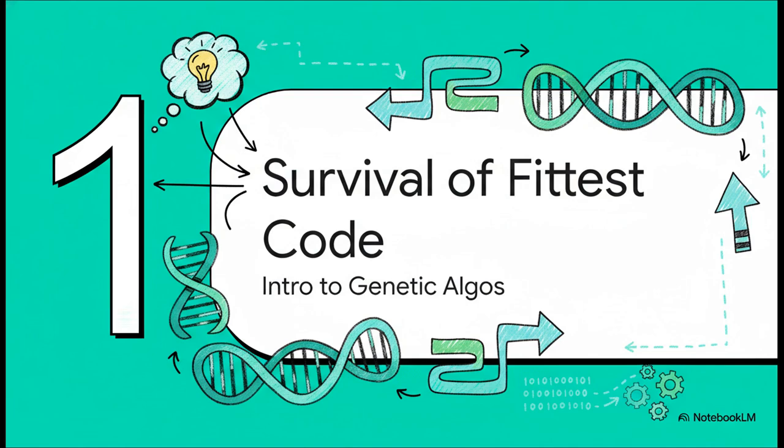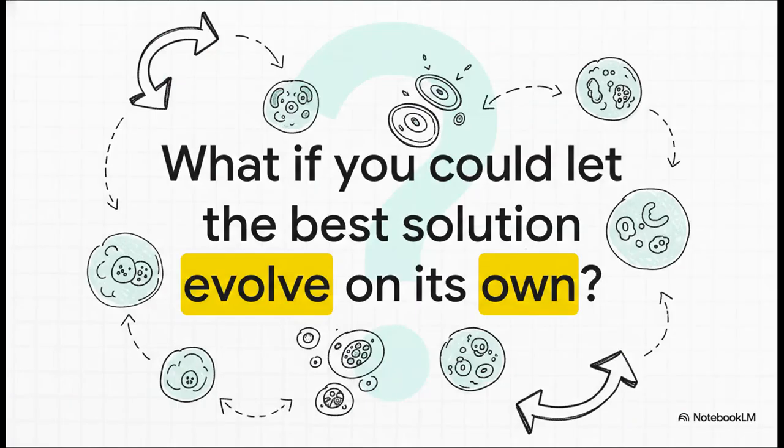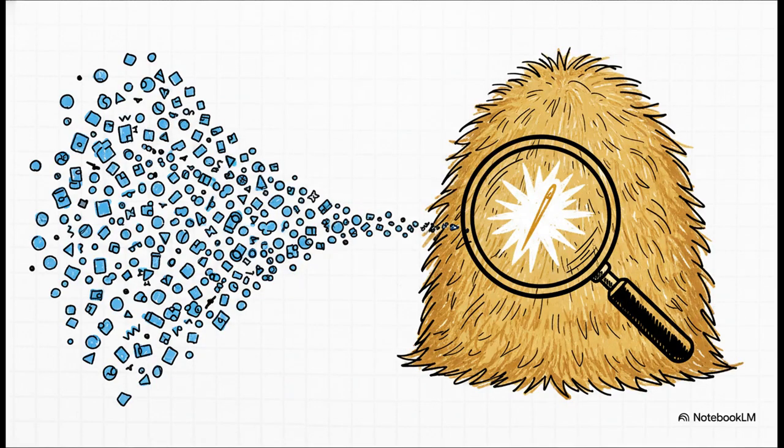What does that even mean? Seriously, just think about that for a second. Instead of a programmer sitting there trying to figure out every single line of code, every single possibility, what if you could just create a digital environment, throw in thousands of random potential solutions, and let them compete, breed, and adapt over generations until the absolute best one rises to the top? Well, that's exactly what a genetic algorithm does. It mimics evolution to find needles in haystacks.